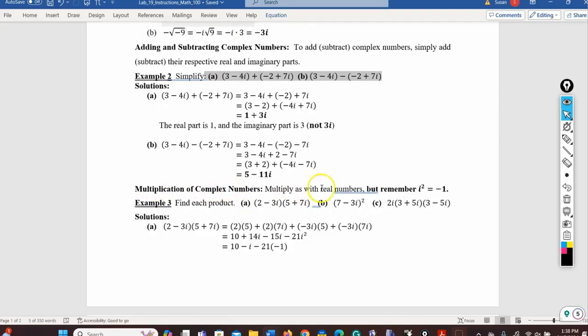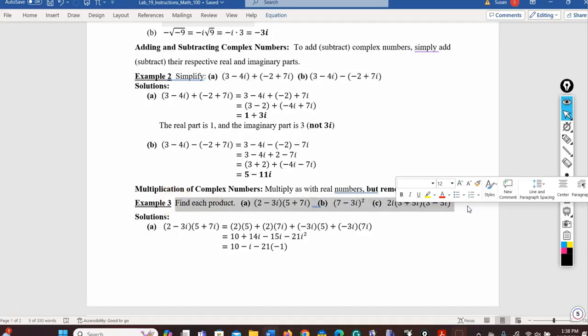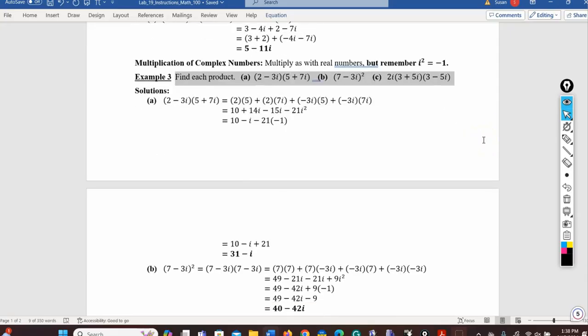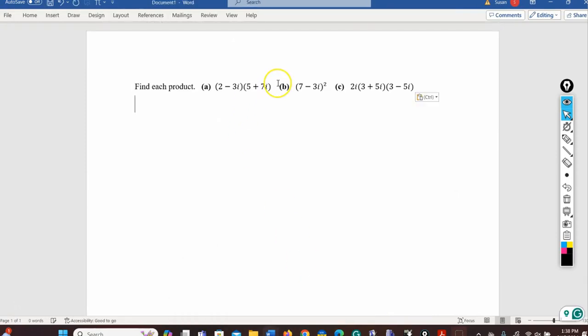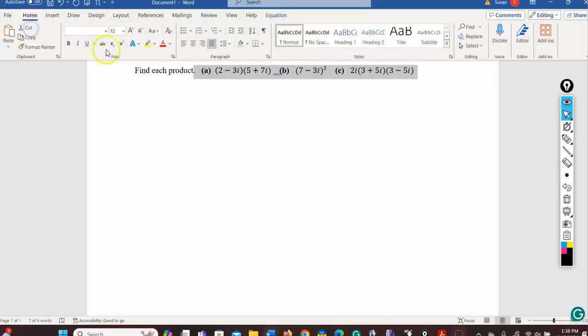If I want to multiply complex numbers, I'm going to FOIL the same way as I do with real numbers. Just remember that i squared is equal to negative 1. Okay, so let's find each product, which we will do together. Okay, over here. And let's make that bigger.